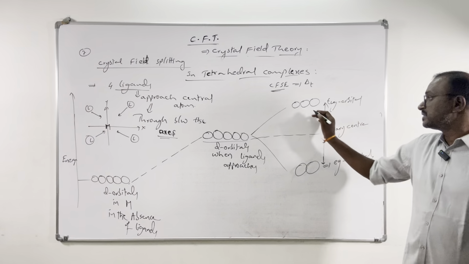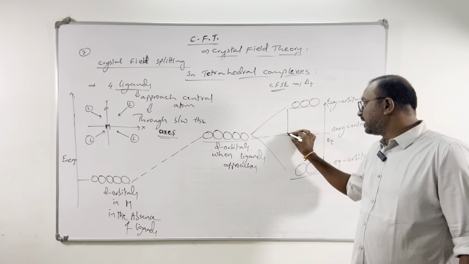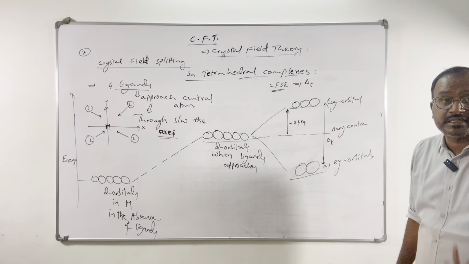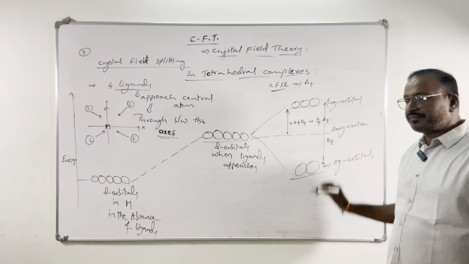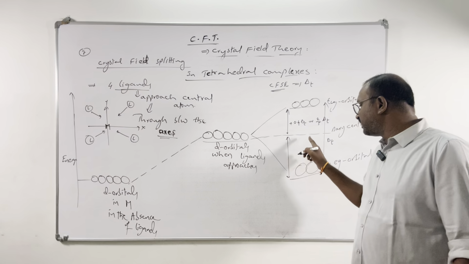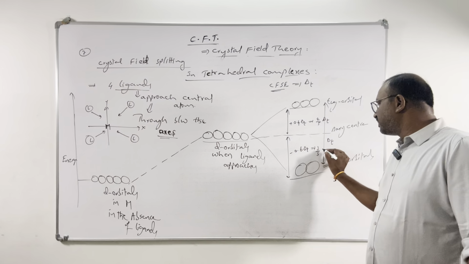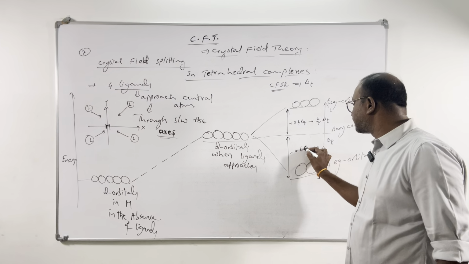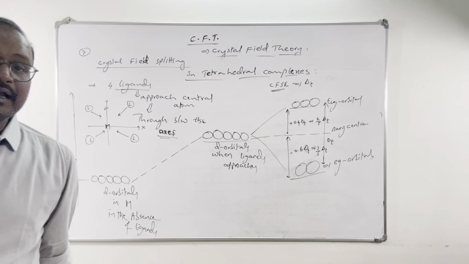The CFSE of tetrahedral complexes is represented as delta T, and delta O is for octahedral. The energy difference between T2g and Eg is delta T. The T2g orbitals will have more energy than the barycenter, equal to 0.4 delta T, or 2 by 5 delta T. And the energy difference between Eg and the barycenter is minus 0.6 delta T, or 3 by 5 delta T. So like this, splitting takes place in a tetrahedral complex.